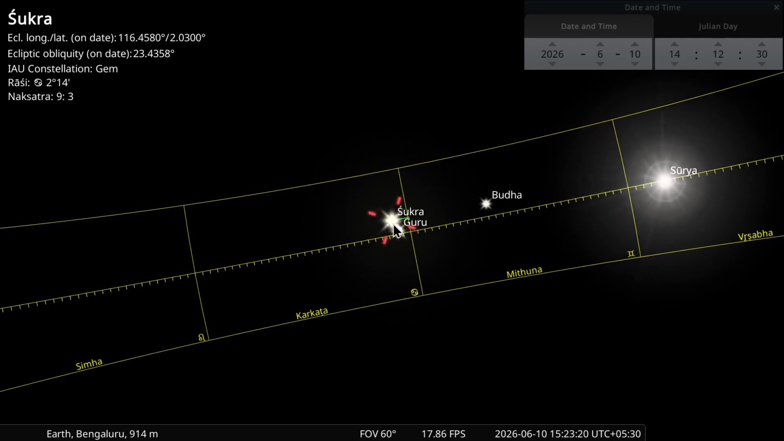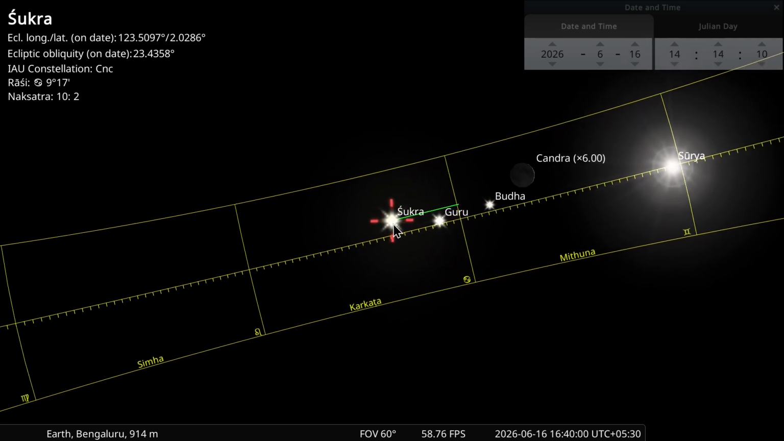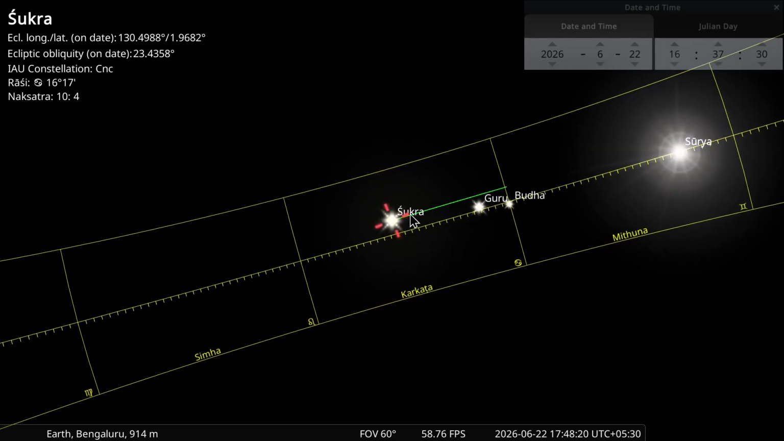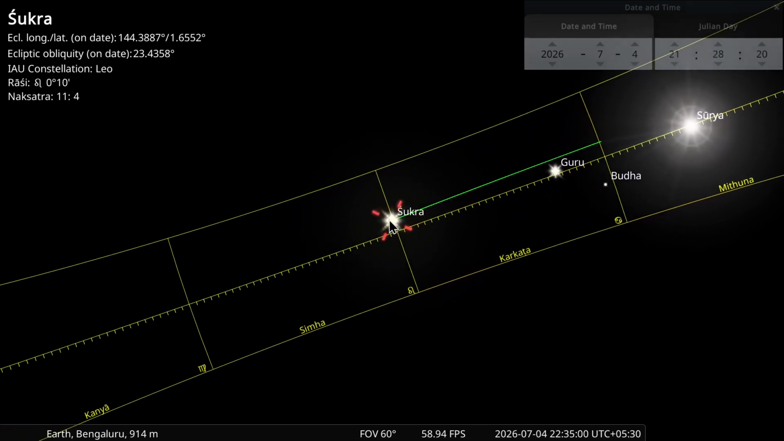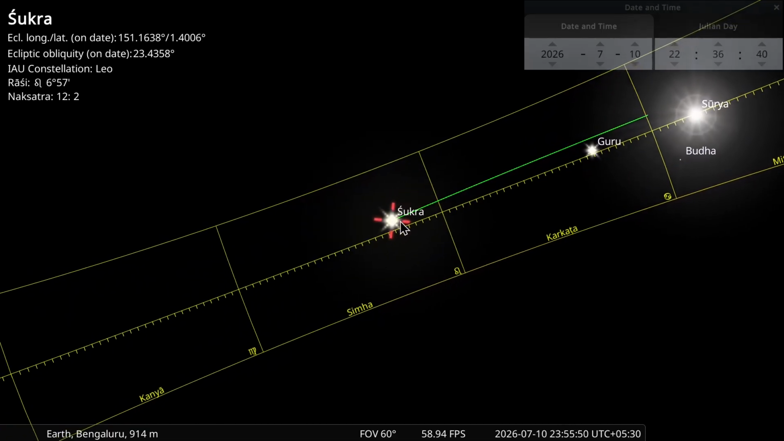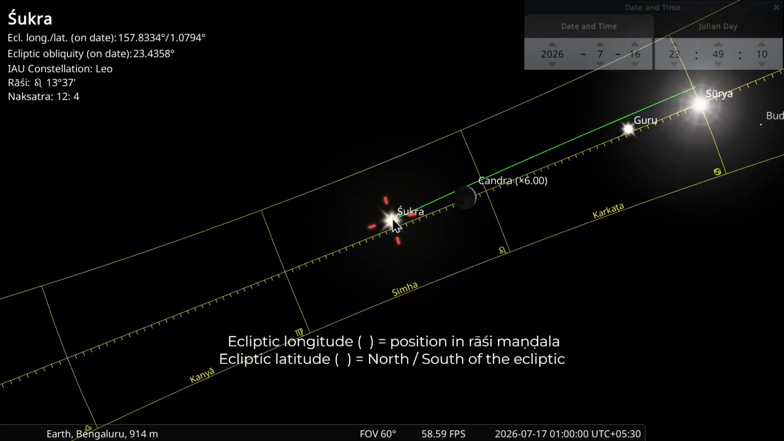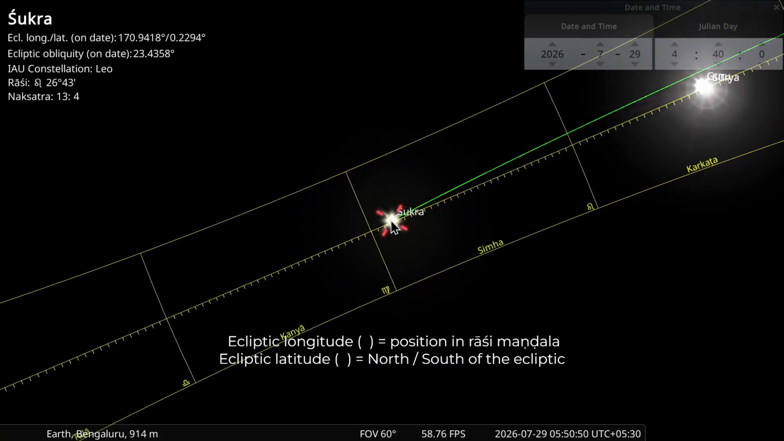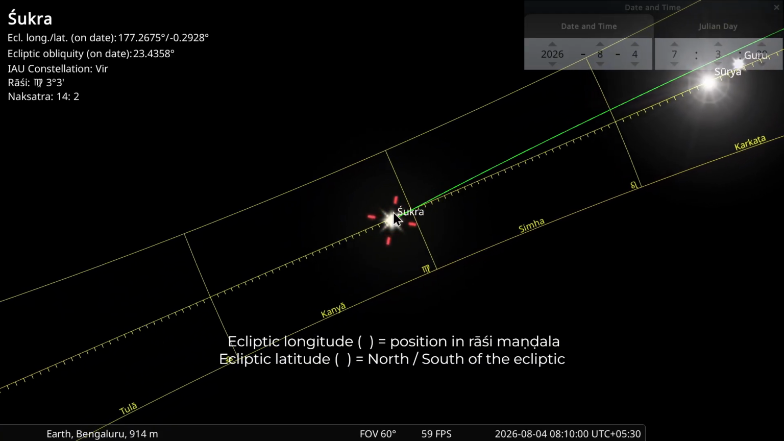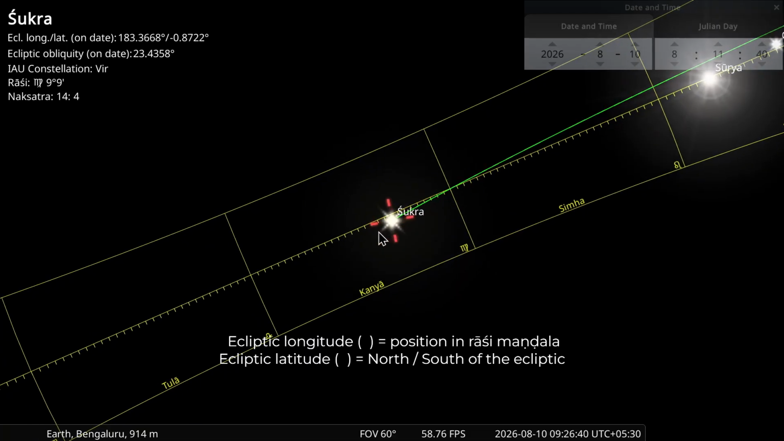So let me get this simulation running. This is a trace of the path which Shukra is taking. And Stellarium is much more sophisticated than my simulation. It's showing you not only ecliptic longitude, Shukra is inside Simha, but also latitude. That Shukra is now crossing over from north of the ecliptic to south of the ecliptic.